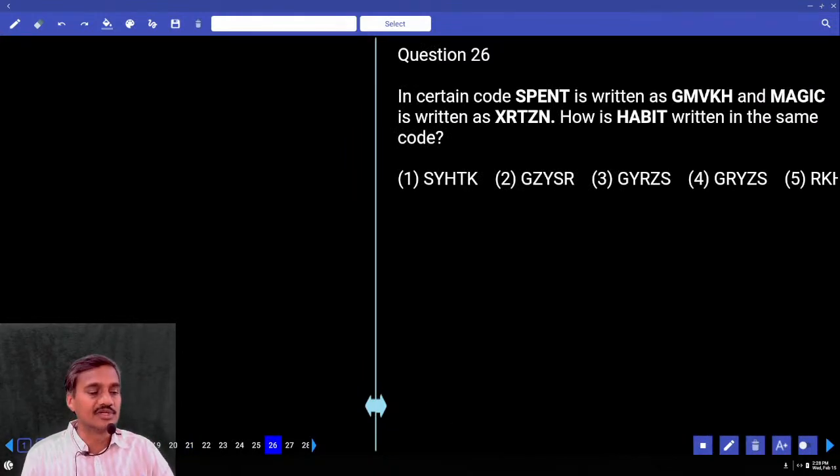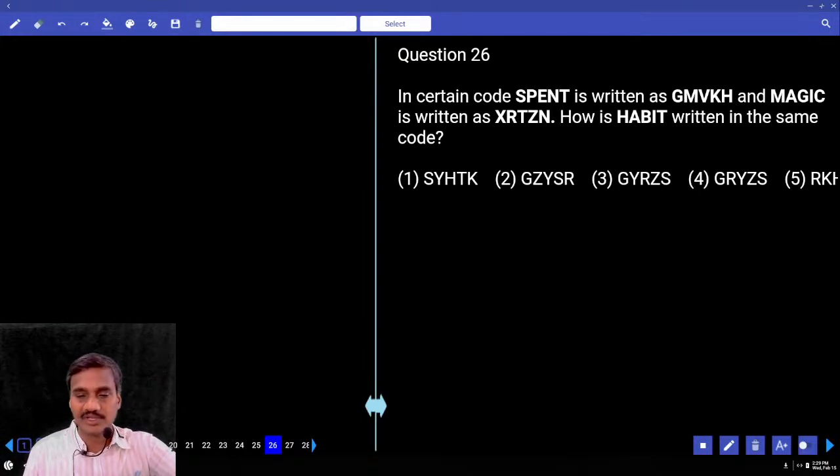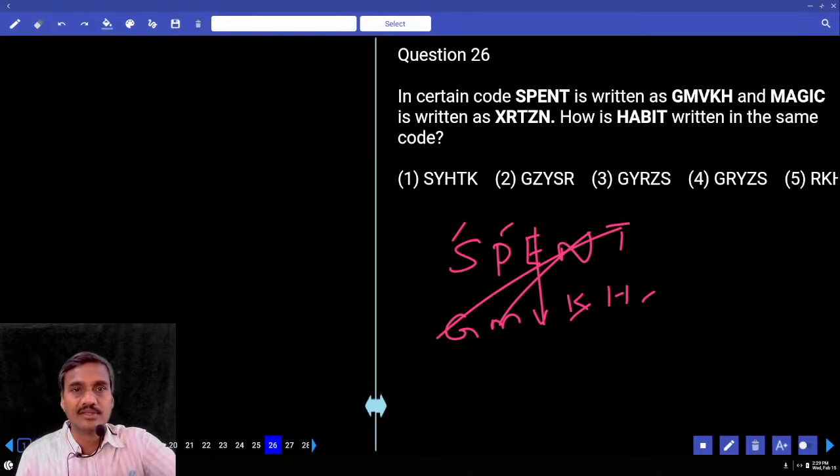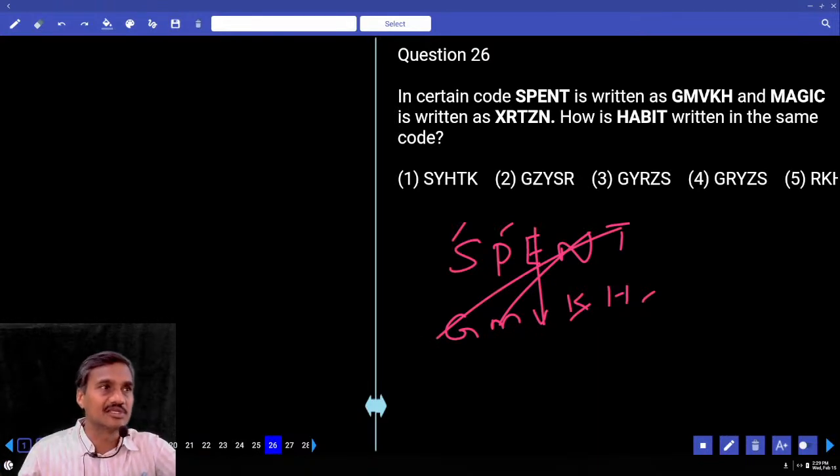Now 26 to 30. చెప్పండి 26 to 30 and in a certain code. Now spent is written as GMVKH. Magic is written as, how is habit written in this one? Then what is the logic behind this one? Now SPENT is spent and its code is GMVKH. Yes, S and H are opposite, P and K are opposite, E and V, N and M, T and G. That means opposite pairs are written in the reverse order.